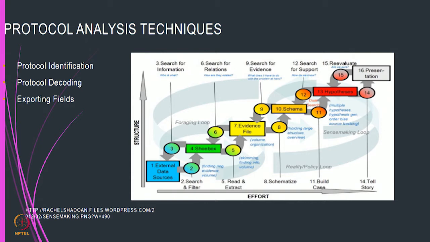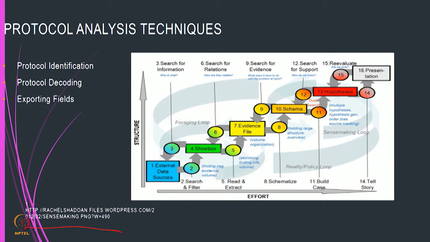The three basic things that you have to do are protocol identification, that is, what type of protocol. If the protocol is well known, then you do not have a problem. If a protocol is not known, then you have to identify how the protocol works. That is done by protocol decoding, and then exporting the fields to establish the credentials, that this is what has happened. So this chart tells you what all things we need to do. You collect data from external data sources, and you do some filtering.